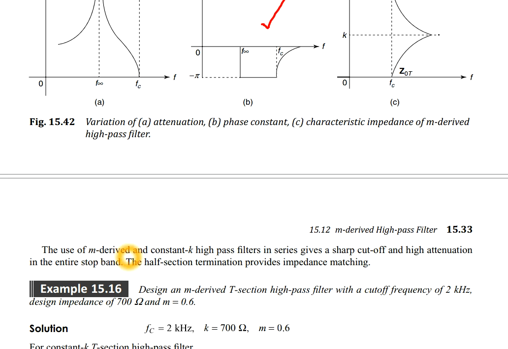So the use of m-derived and constant K high pass filters in series gives a sharp cutoff and high attenuation in the entire stop band. So this is going to be done with the cascade connection similar to the low pass filter, which is not required in this course.